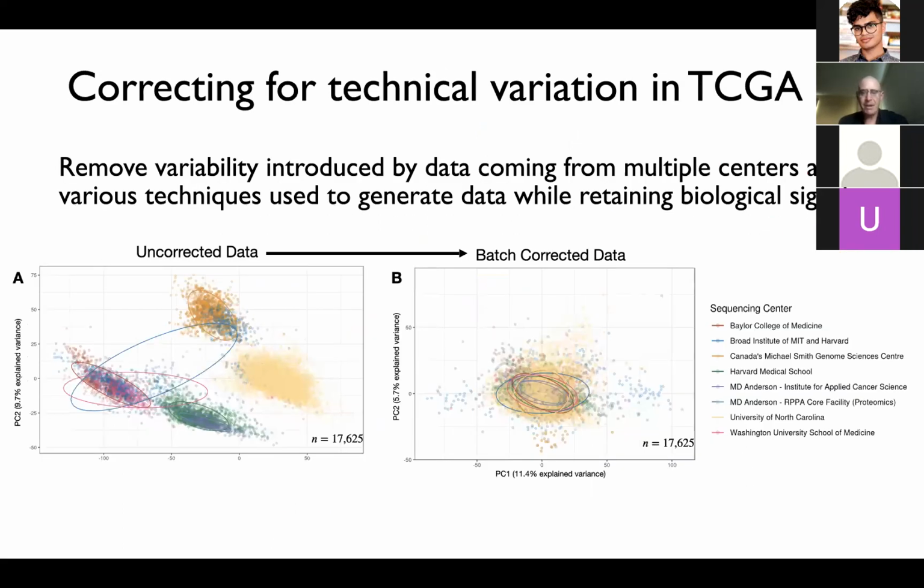And one big problem with using TCGA data is batch effects. On the left, you can see the uncorrected data from TCGA, where there's a very large effect of what sequencing center did the work. And Greg used an algorithm called VOOM to batch correct the data. What you can see on the right is that after batch correction, the data is much more centered without that sequencing center effect. And what we found is that this dramatically increased the fraction of the variance attributed to biological variables as opposed to technical variables.